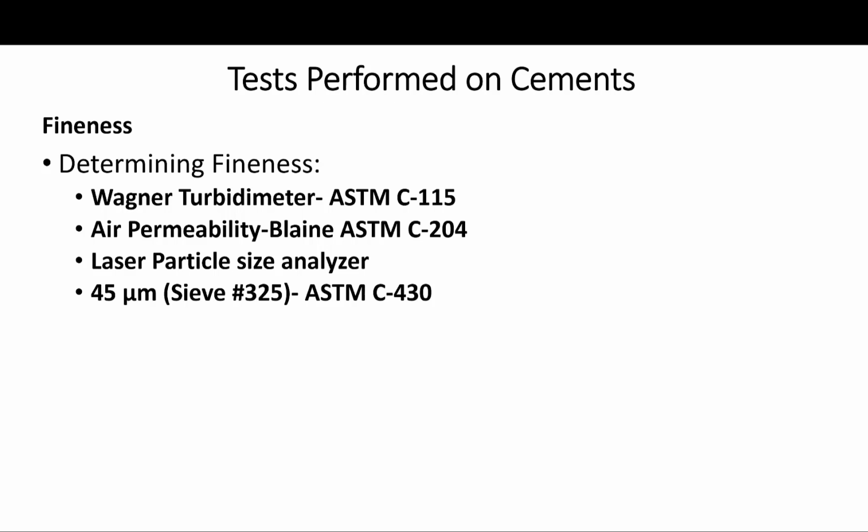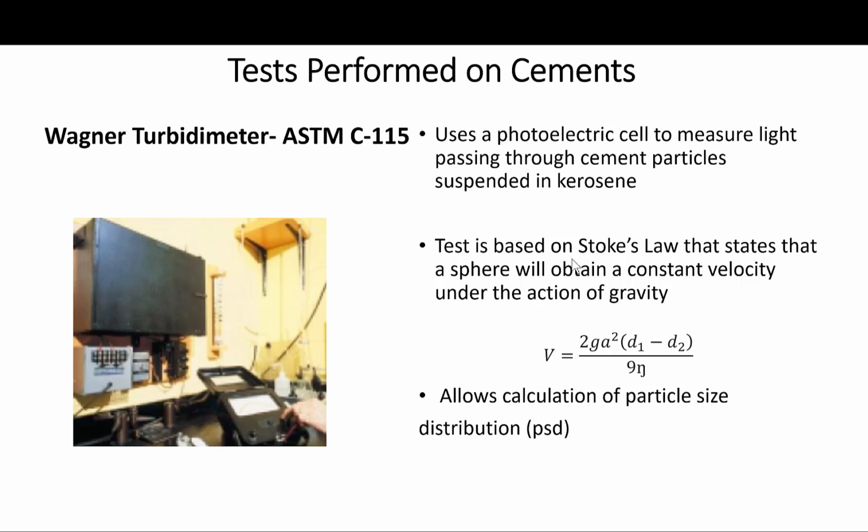There are several methods for determining the fineness. Here I will discuss two methods, the turbidimeter method and the air permeability test. You have the other methods, the laser particle size analyzer, and the sieve 325, ASTM C430. I will focus my discussion on the first two. The Wagner turbidimeter method, according to ASTM C115.